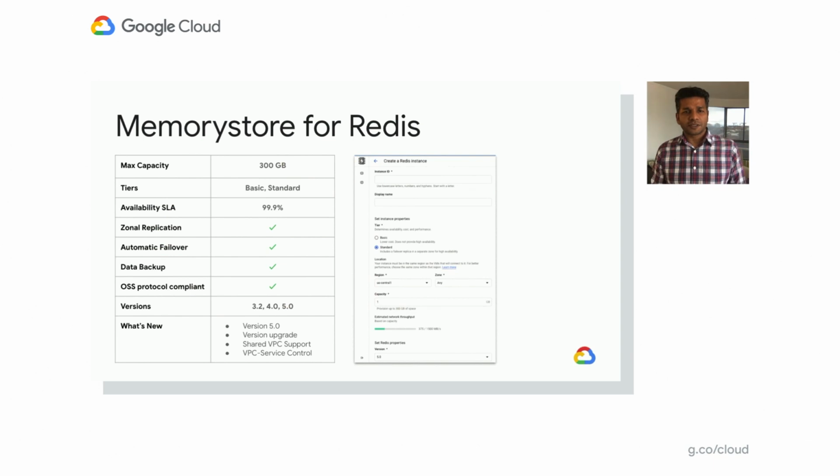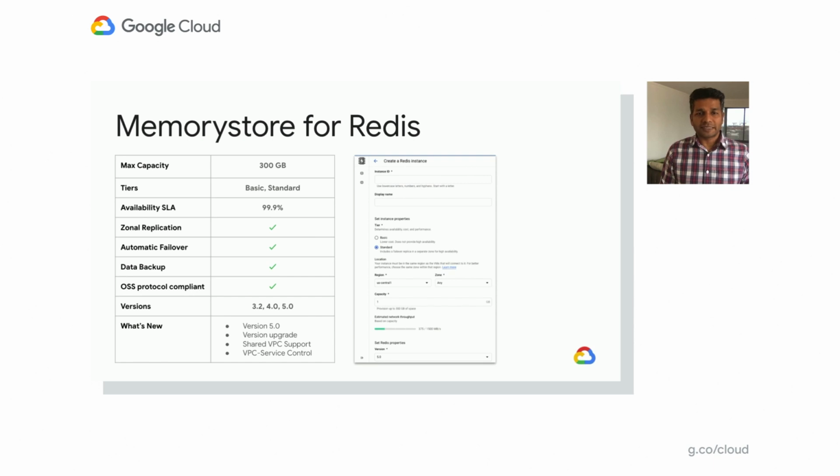We've also been working on some new features over the last few months. We have shipped Redis version 5.0, but one of the other key features that we have shipped is support for shared VPC. So if you're deploying applications in service projects and you want to deploy Memorystore using a shared VPC network, you can do that today. Before this feature was enabled, you were not able to deploy Memorystore instances in service projects. You had to deploy it in the host project, but now you will be able to do that.